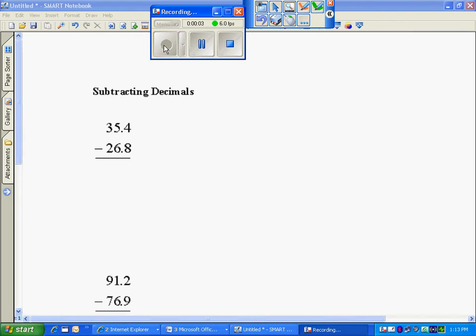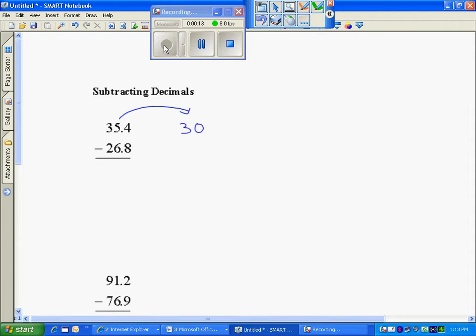When subtracting decimals, we're going to use the same procedure as when we were adding. First of all, I'm going to look at that expanded form here, taking this number and decomposing it into its pieces. In the tens column, I would have 30. In the ones column, 5. And I'm going to look at that as 4/10.